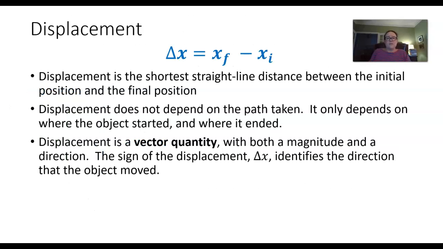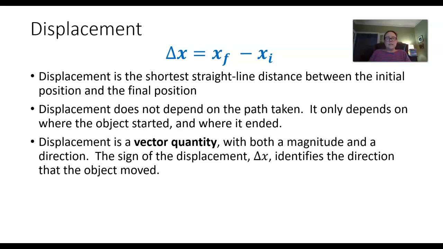So let's look at the definitions for each one. Displacement is represented by the symbol delta x, and it is always calculated as the final position minus the initial position. Displacement is the shortest straight line distance between the initial position and final position. It does not depend at all on the path that the object takes to travel between initial and final position. It only depends on where the object started and where it ended up.